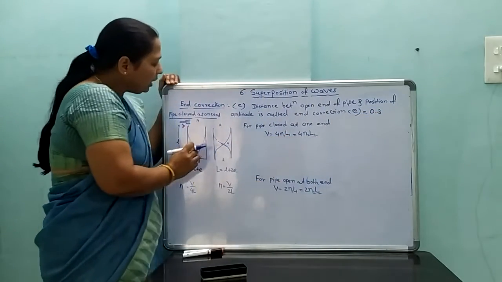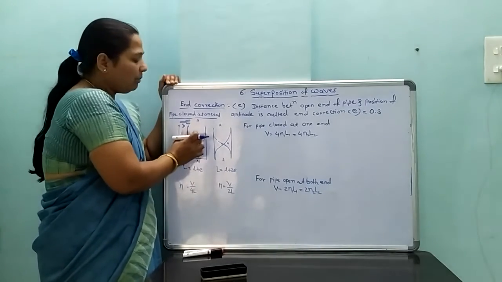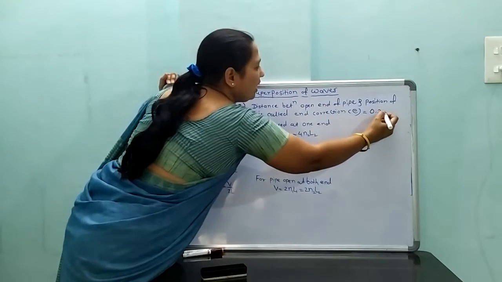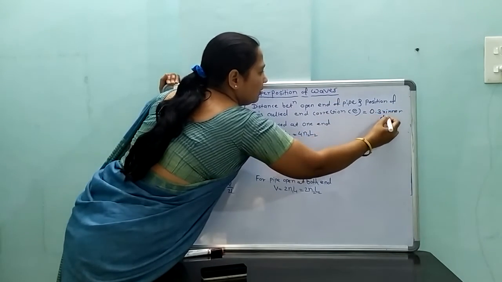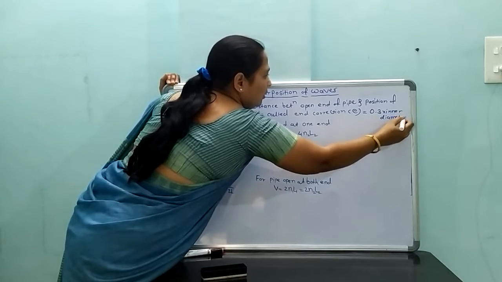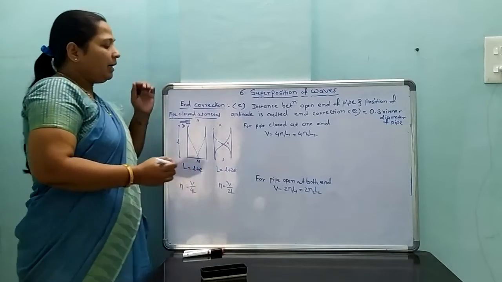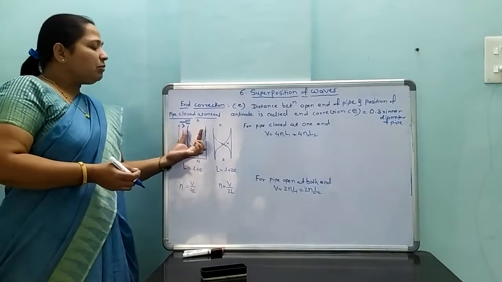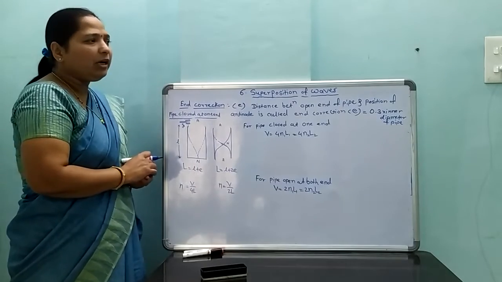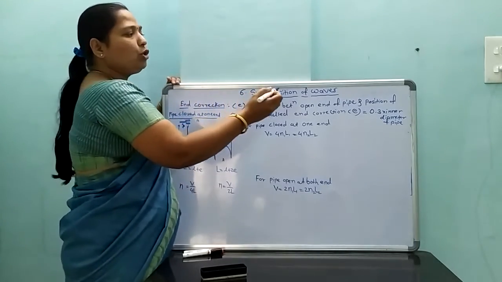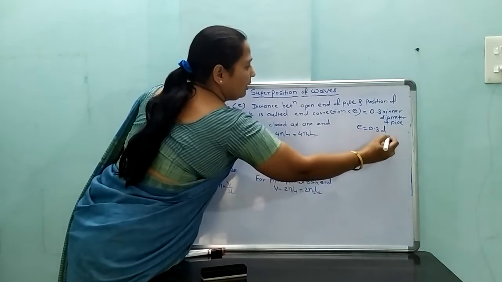0.3 into the inner diameter of the pipe. The inner diameter of the pipe can be measured using a vernier caliper. Therefore, the end correction factor can be calculated by E is equal to 0.3 into the diameter D.